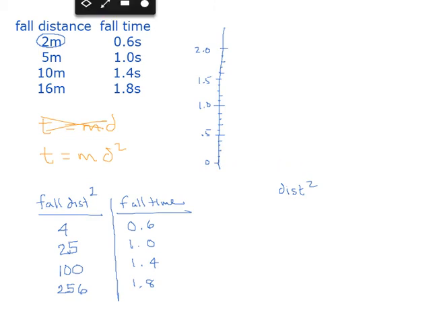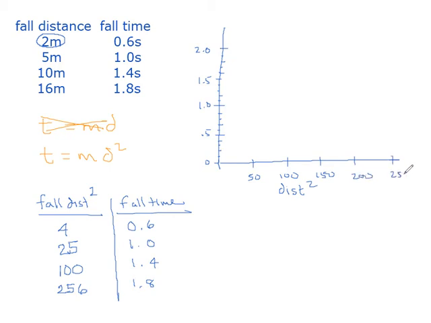So, try not to take too long with this. 50, 100, 150, 200, 250. Yeah, that should be okay. So a fall distance of 4, which is hardly anything, gives us a fall time of 0.6. 25, which is halfway through this, gives us a time of 1. 100 gives us a time of 1.4. These are fall distances squared, I should mention. And a 256 way over here gives us a time of 1.8.